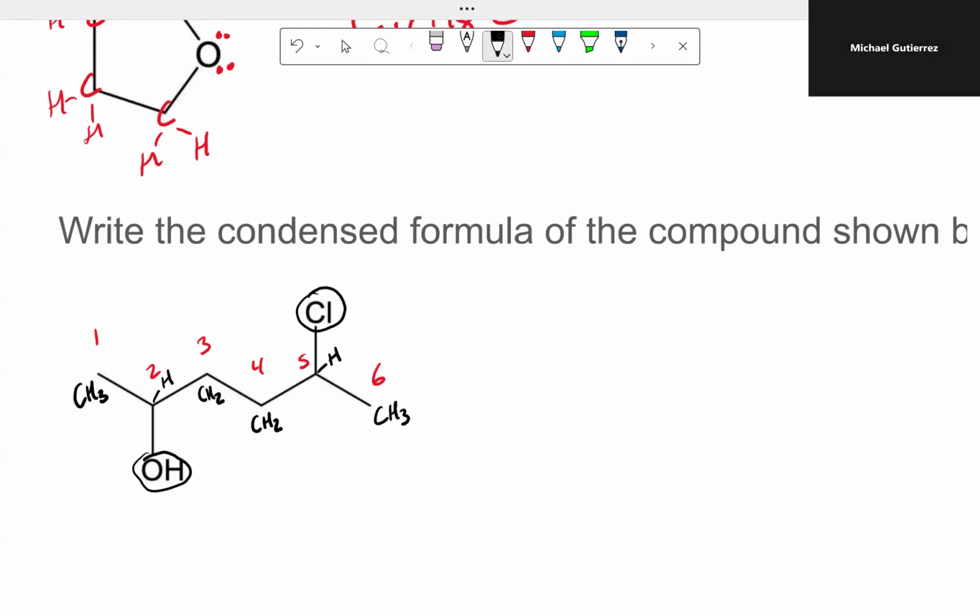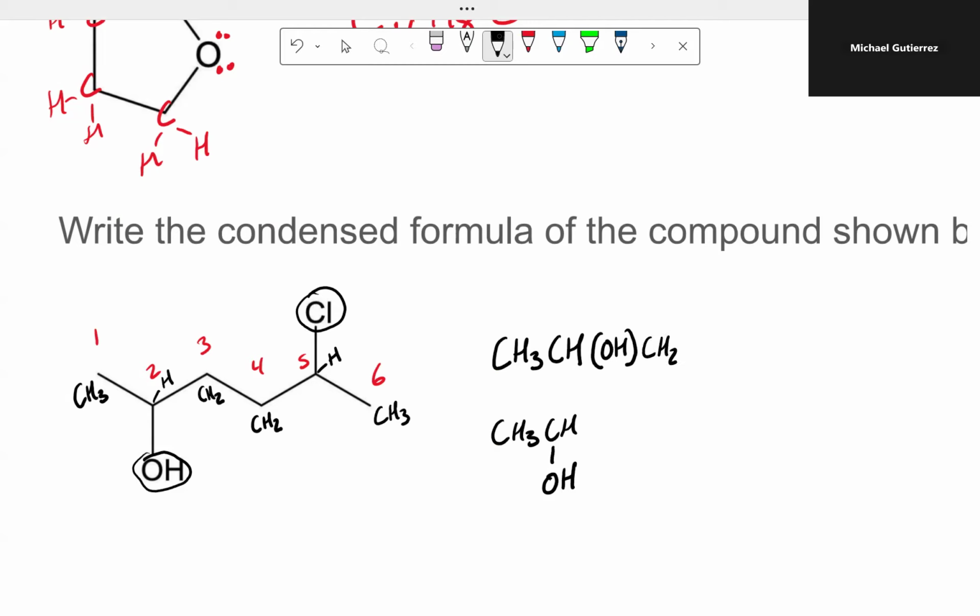So when I do the condensed formula for this, I'm just going to go from left to right. CH3, and then CH. Now, to indicate that the OH group is hanging off of the side, I can do one of two things. I can put it in parentheses like this, or I can actually draw a bond like that. Either one's acceptable.